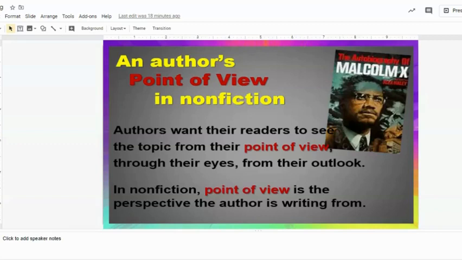So this is different than when we talked about narrator point of view when we were studying fiction, because if you remember, narrator point of view just means that the narrator is telling the story either from first person, second person, or third person point of view. But when we're talking about an author's point of view, we're talking about how the author sees the topic, how they feel about it. And we can usually tell by the words that they use when they're describing their topic.